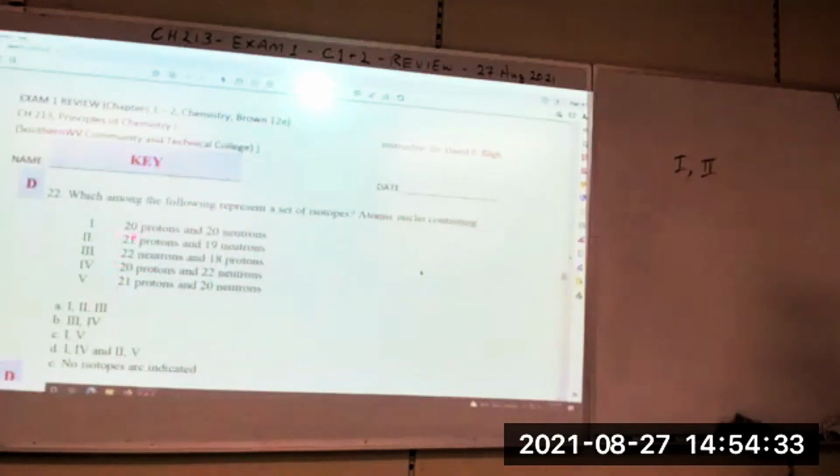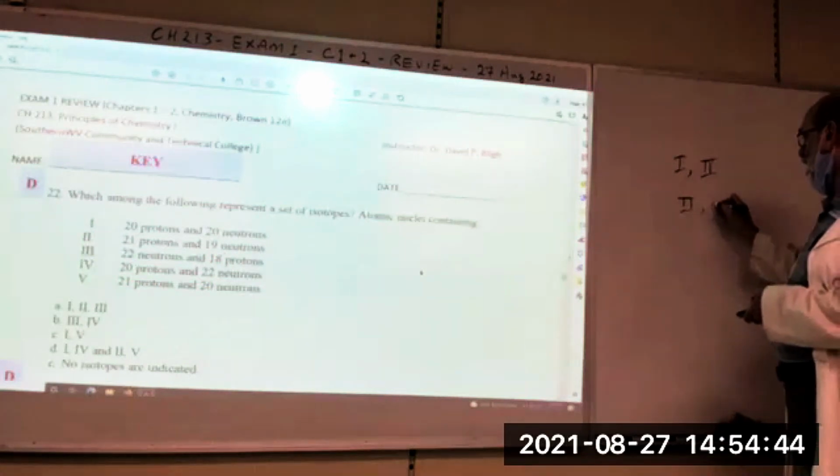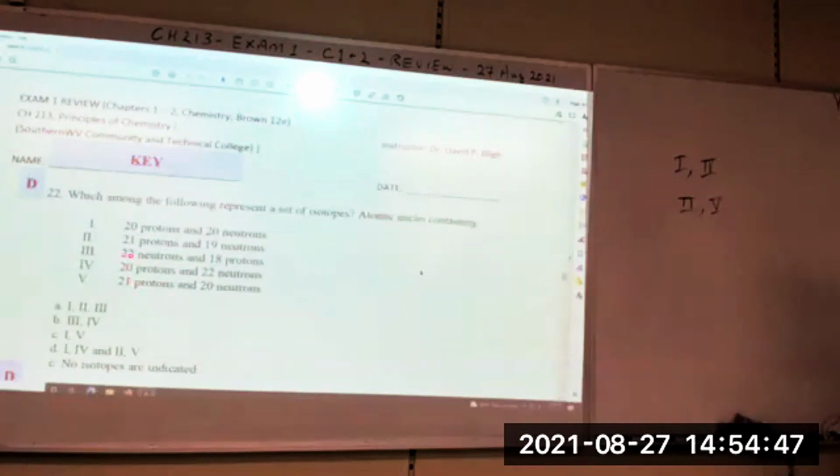Okay, how about the next one? 21 protons and 19 neutrons, 21, 21. Here we go. 2 and 5, because they have different neutrons, same protons. So 2 and 5. And Roman numeral 3 is left out in the code. There's no other element in there. This is backwards. 18 protons. There's no 18 protons in there. Right, so it's left out. That means it's 1, 4, and 2, 5. There you go. That's a set of isotopes.